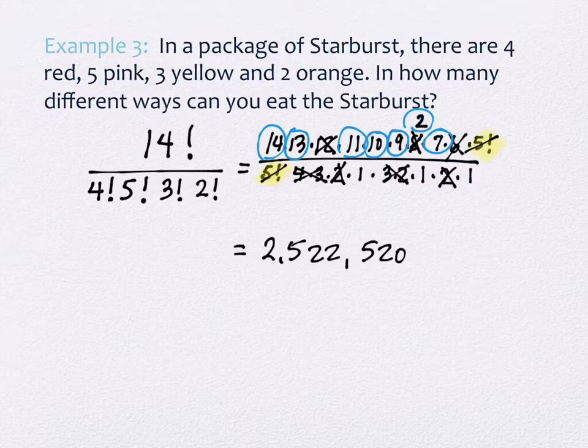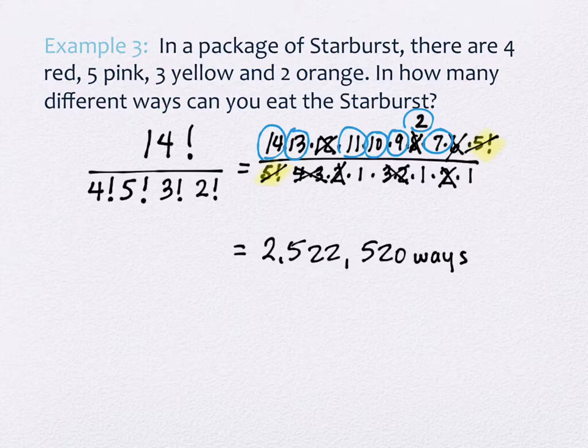2,522,520. And this would be the number of different ways that you could eat a package of 14 Starburst. Okay, that's crazy, right? It is kind of crazy. Okay, so that's permutation of like objects, things that are indistinguishable. So that was method number 2.